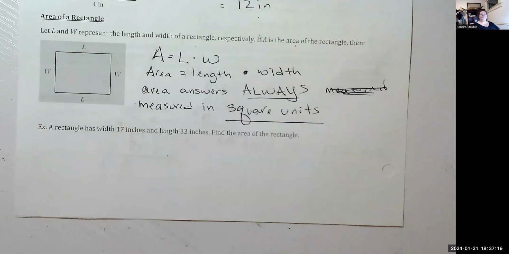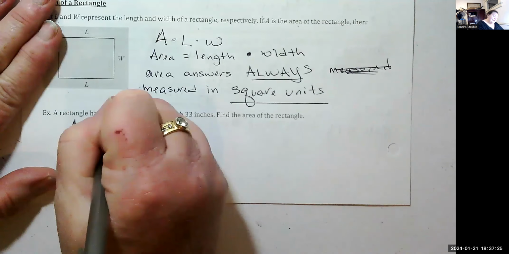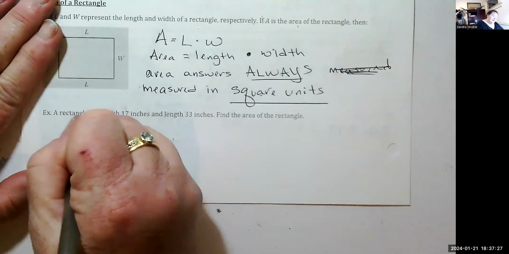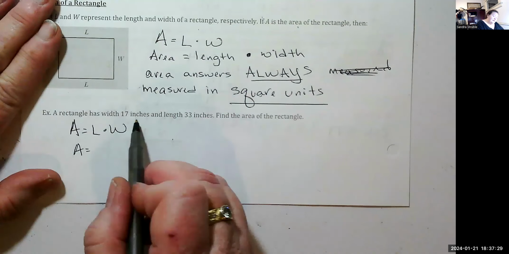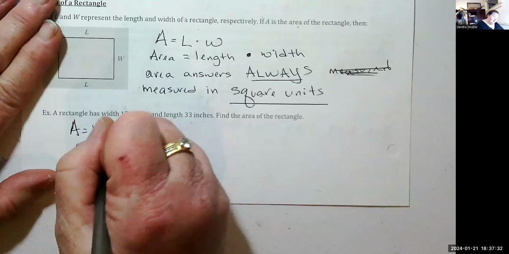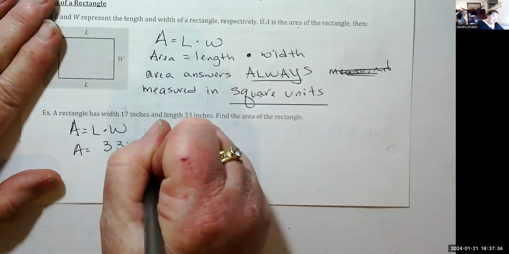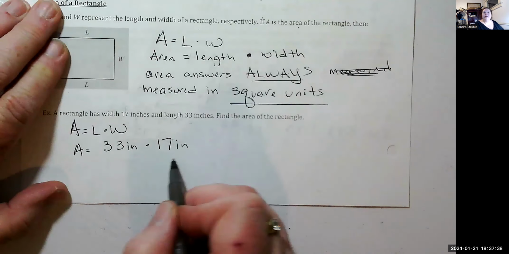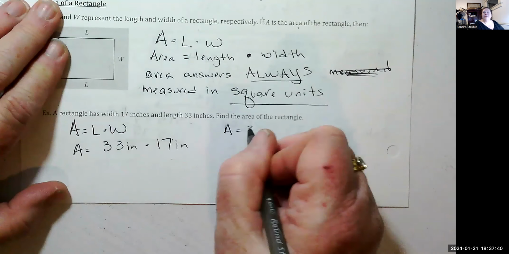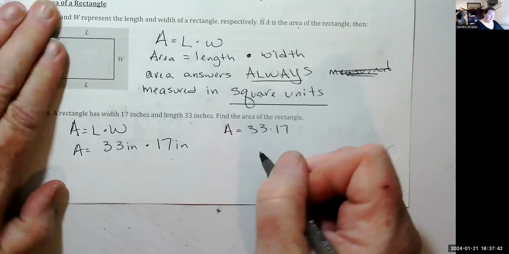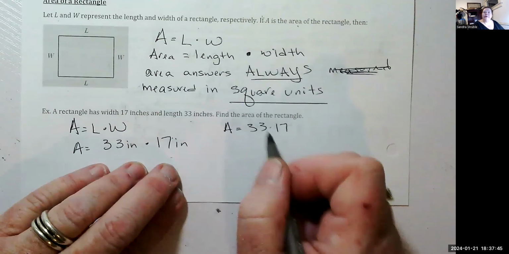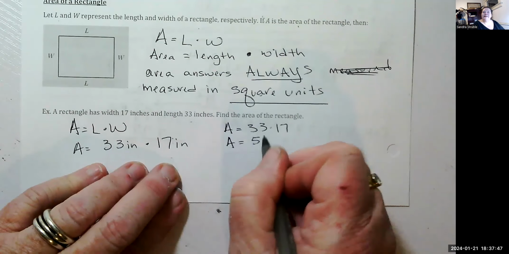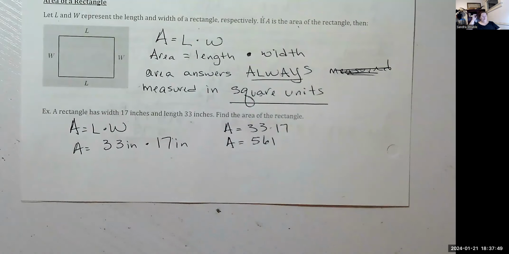Example, a rectangle has a width of 17 inches and a length of 33 inches. Find the area of the rectangle. Well, we know the area is equal to length times width. So the area is equal to, well, the width is 17 and the length is 33. 33 inches times 17 inches. You do not have to have the units in here. What we're going to do instead is 33 times 17. All right. And we get 561 with our calculator. So area equals 561.